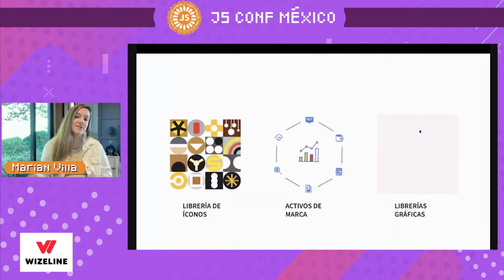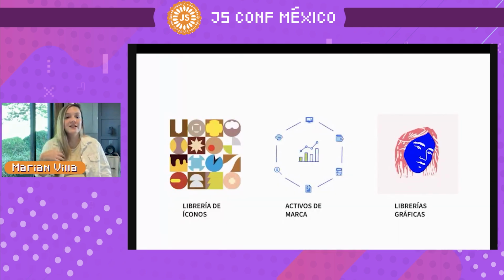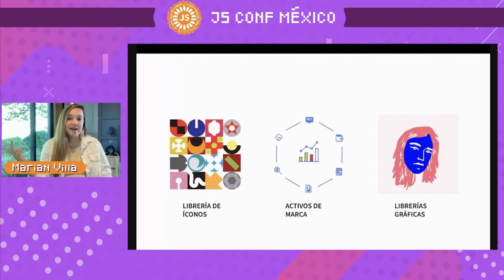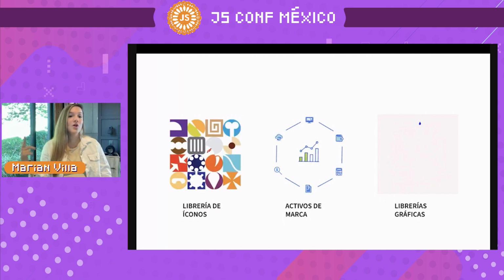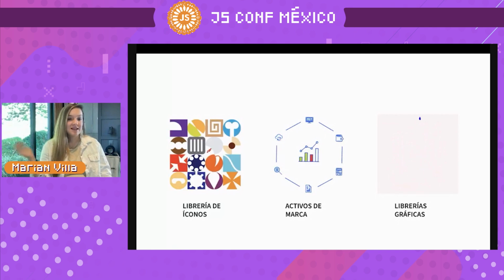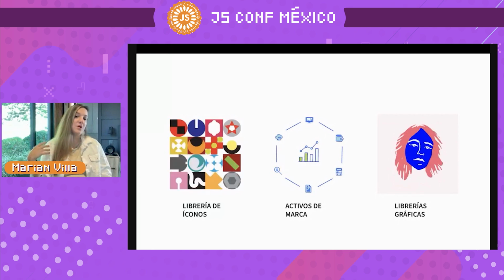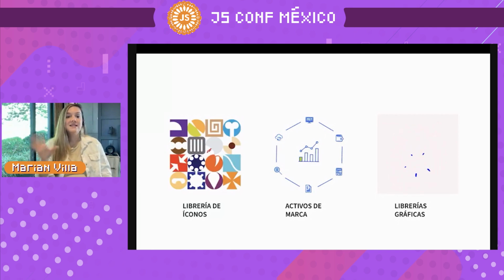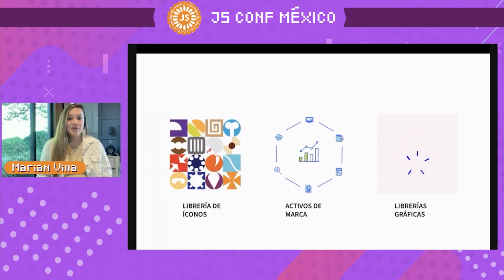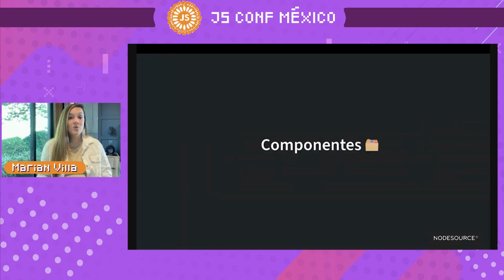So we will look about what kind of assets we will have. Some may be the libraries, the icon libraries, or brand assets, for example, the logo. And then we would have graphic libraries, for example, illustrations, animations, etc. So here now we have the part of the assets.